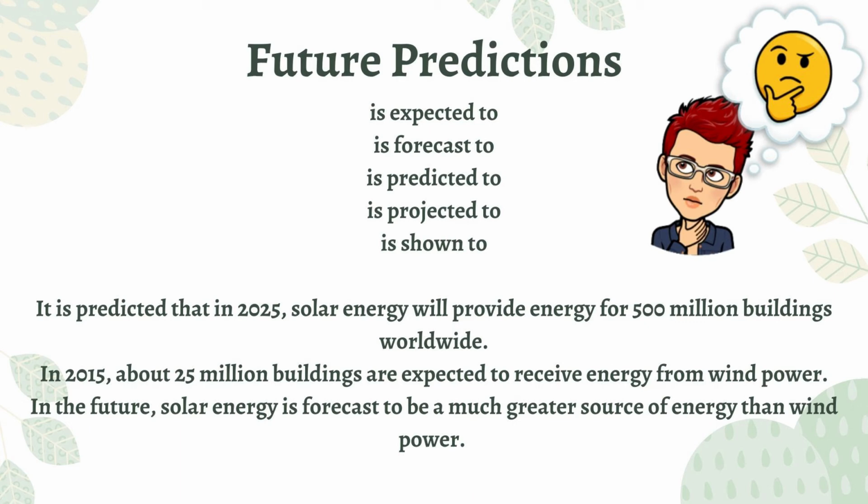It is predicted that in 2025, solar energy will provide energy for 500 million buildings worldwide. In 2015, about 25 million buildings are expected to receive energy from wind power. In the future, solar energy is forecast to be a much greater source of energy than wind power.